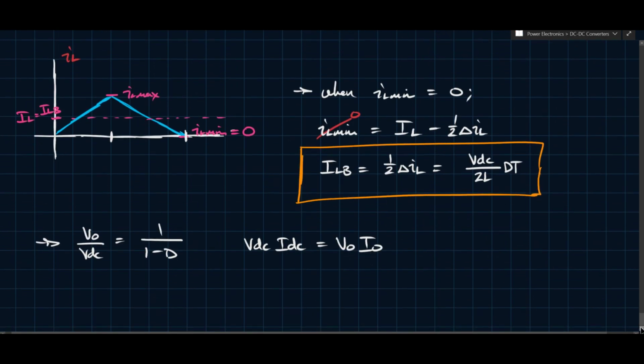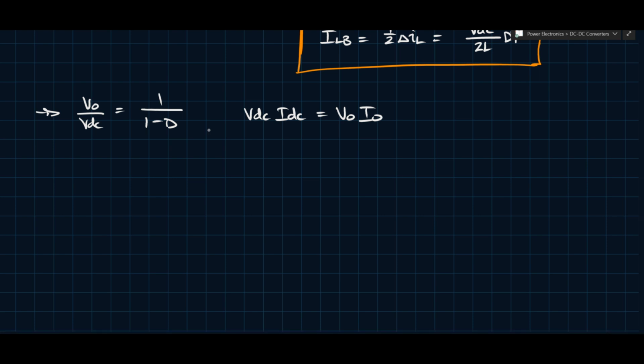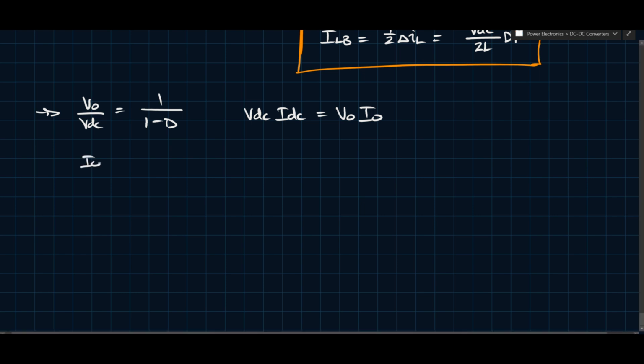So what I'm going to do, and we've done this before already, is we know that VO over VDC is actually equal to IDC over IO. So the reciprocal of this ratio is going to give us the current conversion ratio. So then we say that IO over IDC is going to be equal to 1 minus D.